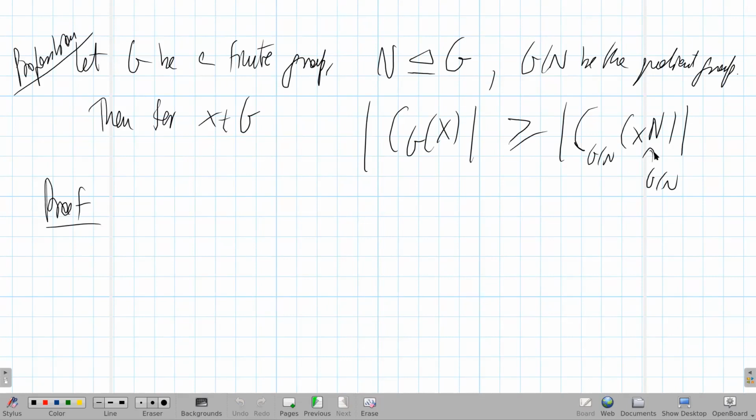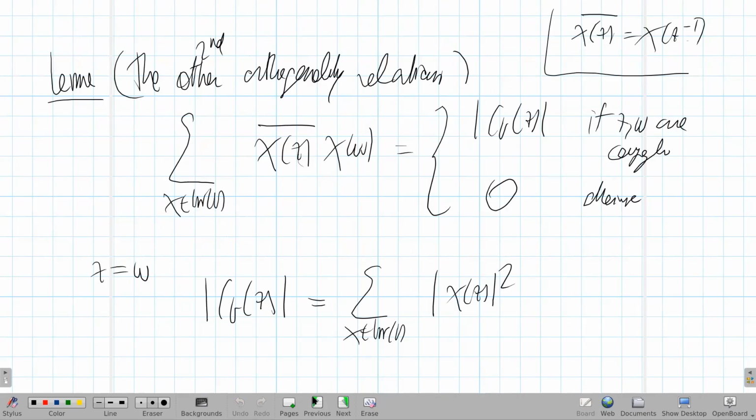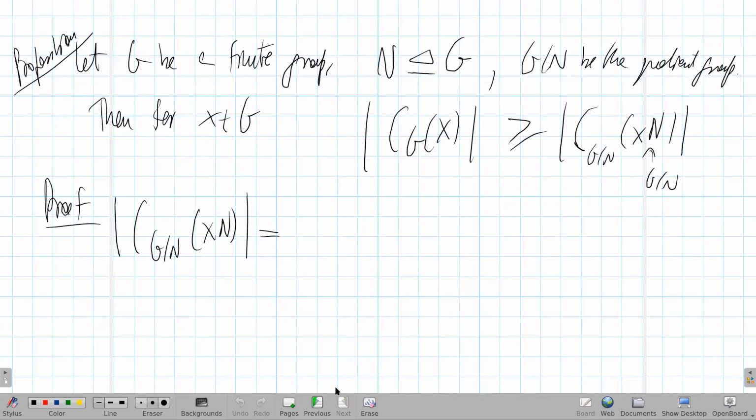So we first apply this to the group G over N. The size of the centralizer in G over N of Xn will equal, it's this formula here, the sum over the irreducible characters chi of G over N of the absolute value squared of chi of Xn.